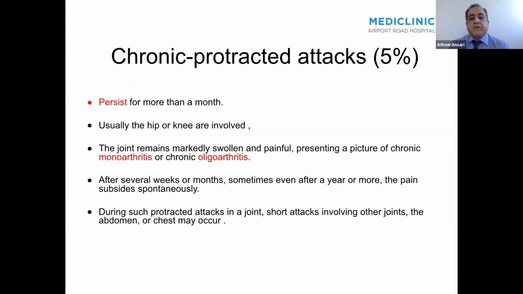The protracted phase can persist for a few weeks, monoarthritis or sometimes oligoarthritis. It is important to know that steroids are not very effective in the FMF arthritis pattern. Colchicine remains the mainstay for the management.